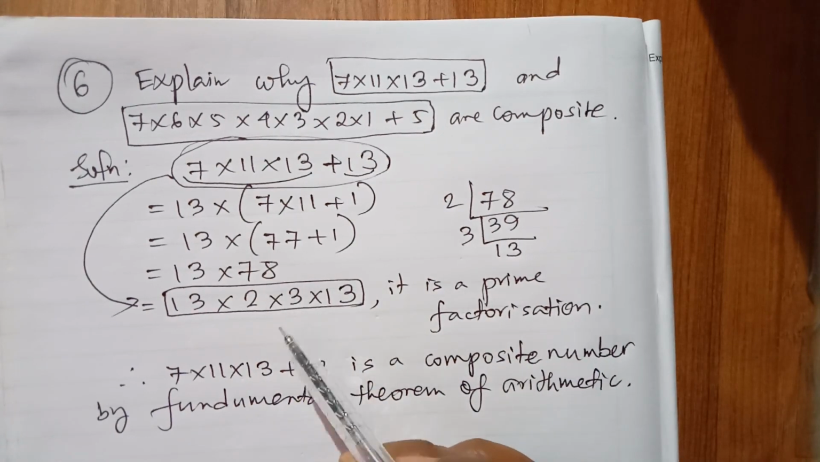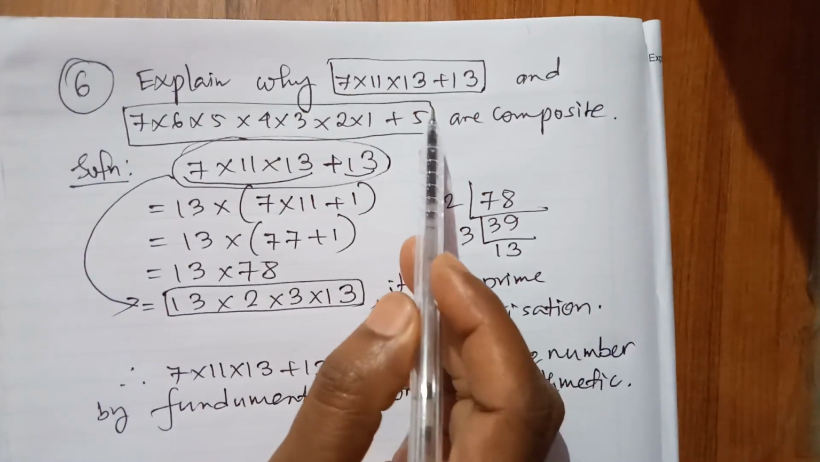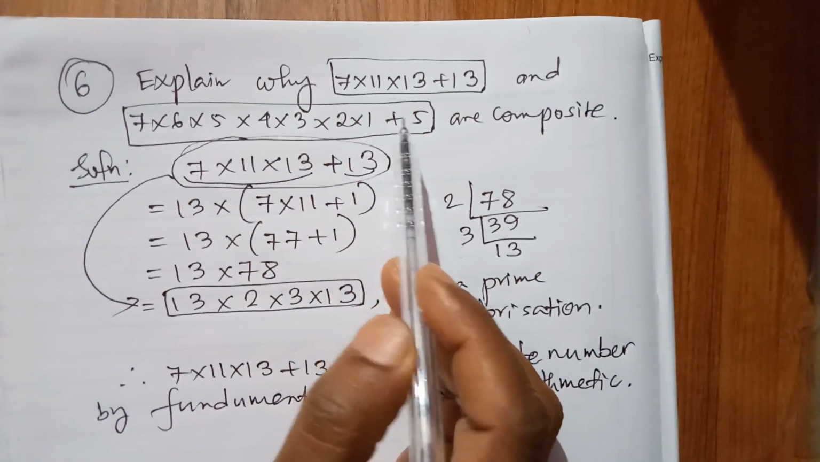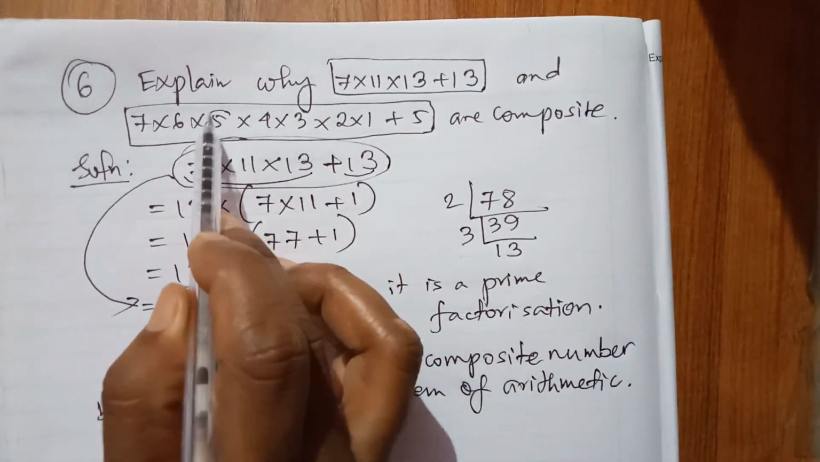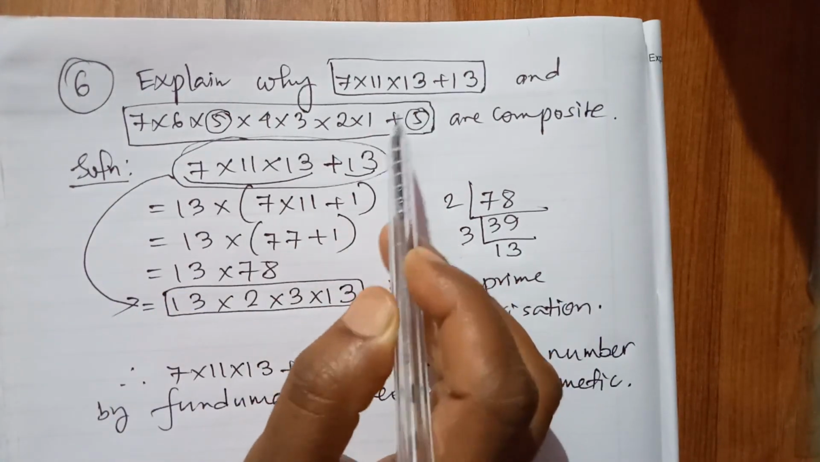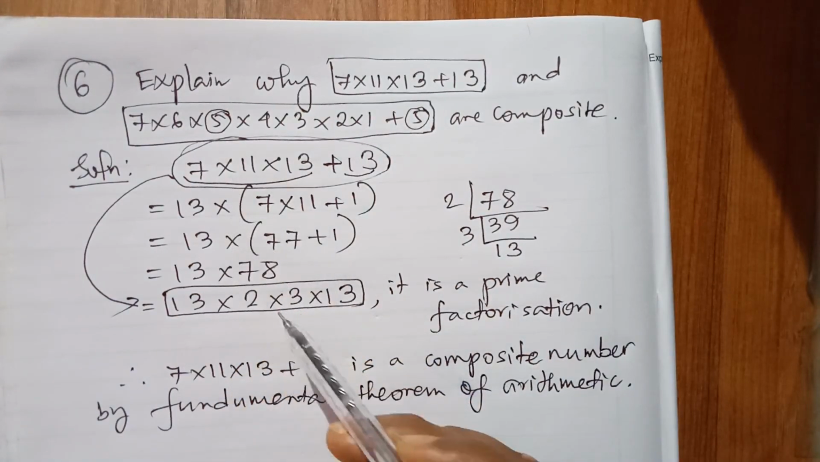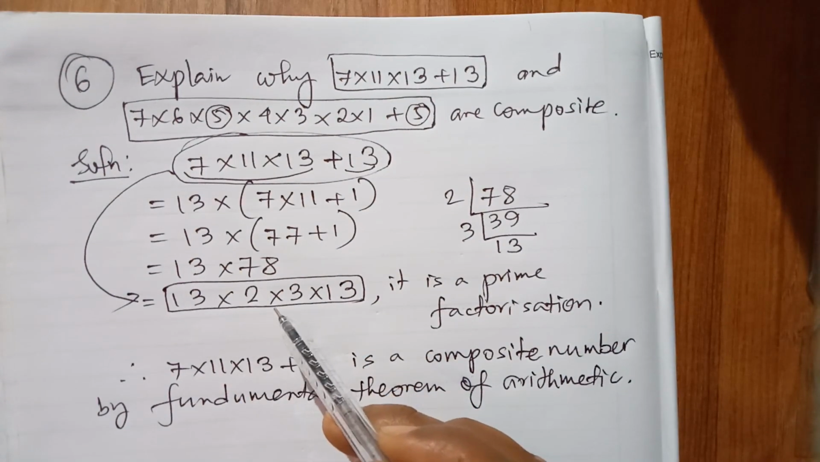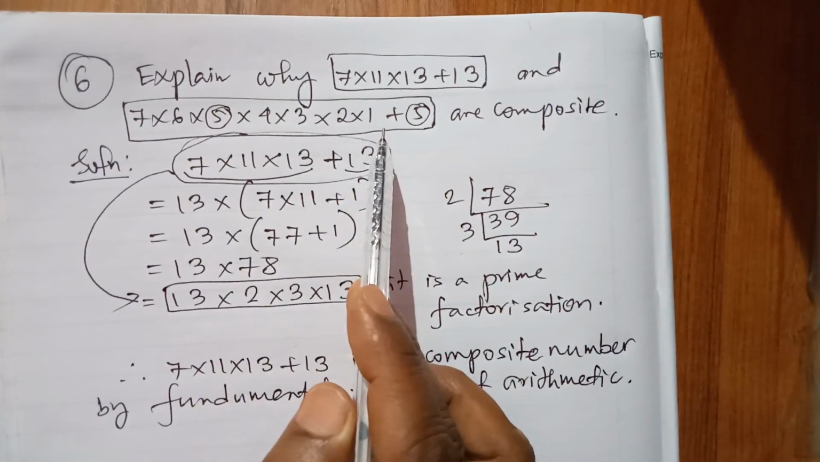So use this method. I am leaving the second part to you. Here also this expression contains one plus sign, so this plus sign will separate the whole expression into two parts. In both the parts you take 5 common and follow this procedure, and finally you try to get one prime factorization, and that prime factorization will prove that the given expression is a composite number. So the second one I am leaving to you.